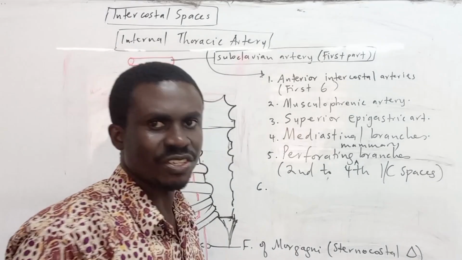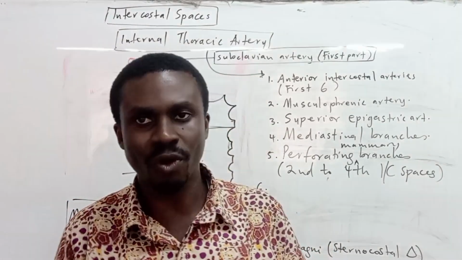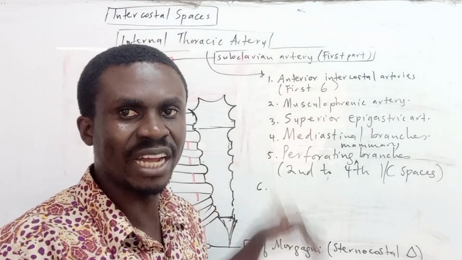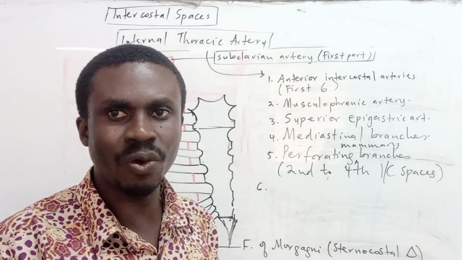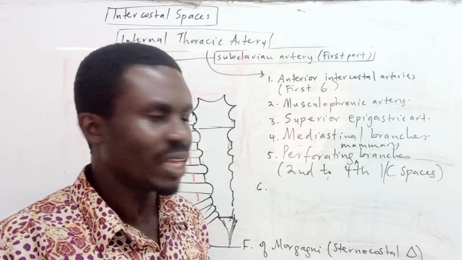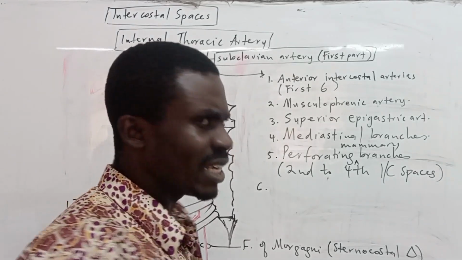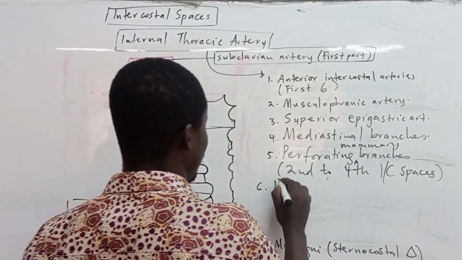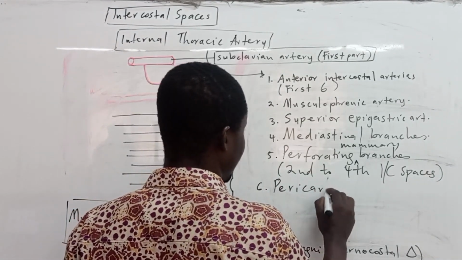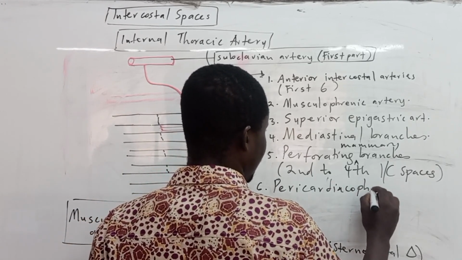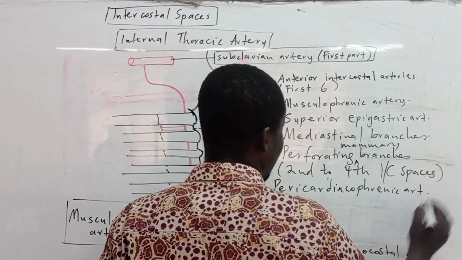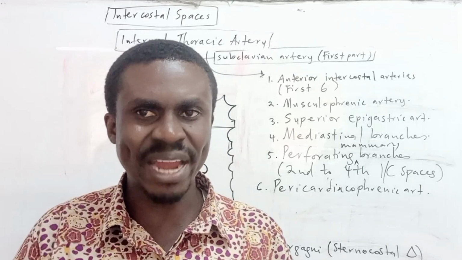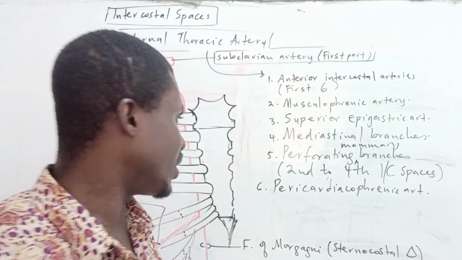Now, there's a sixth branch that I'm going to tell you is very important, because last week I told you something about it. The sixth one is also a branch of what we call the internal thoracic or internal mammary artery. This artery runs with the diaphragm, with the phrenic nerve, and so we call it the pericardial pool. Sometimes we may also call it the pericardiophrenic or pericardiacophrenic artery. That is what we see.